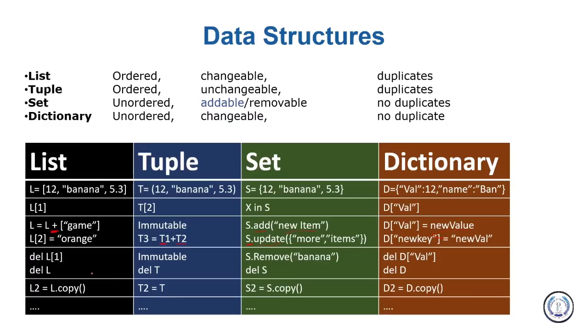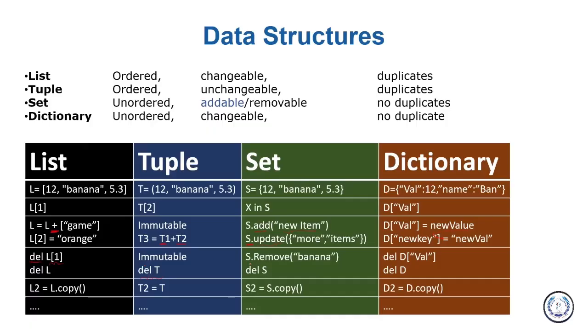Great. You can delete or remove any element from the list using the del command, del L1. That means this particular element is deleted from the list. That is possible. Deleting a particular element from the tuple is not possible. However, you can delete the whole variable, the whole tuple.